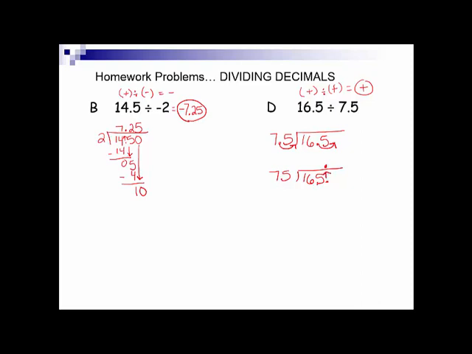So how many times does 75 go into 165? Well, 2 times 75 is 150. Subtract that off. 165 minus 150 is 15. Bring down our 0. How many times does 75 go into 150? Twice. 2 times 75 is 150. Remainder of 0. So the answer must be a positive 2.2.